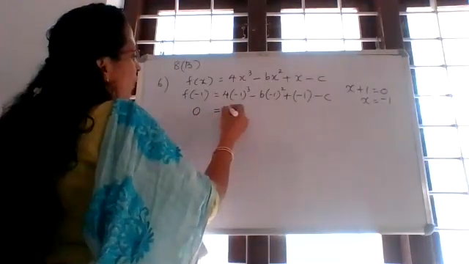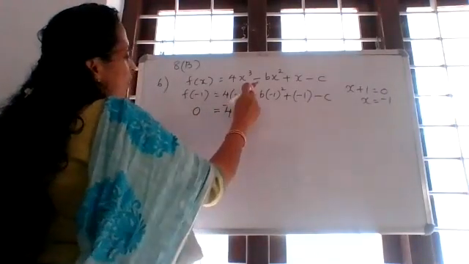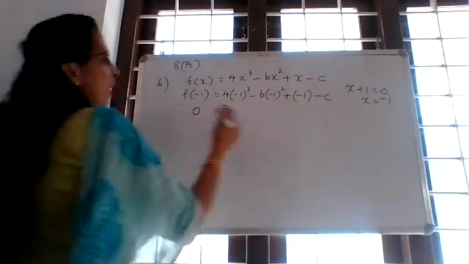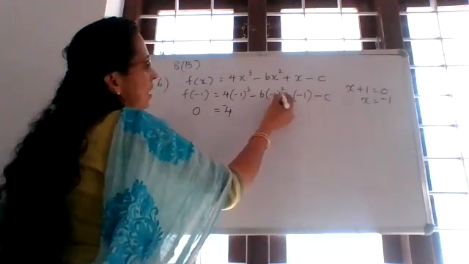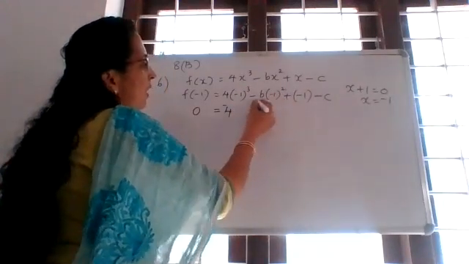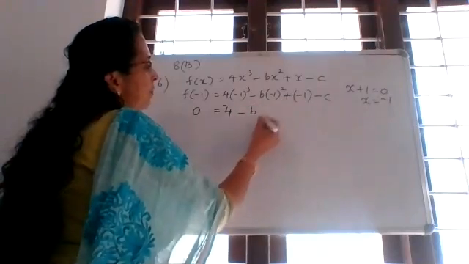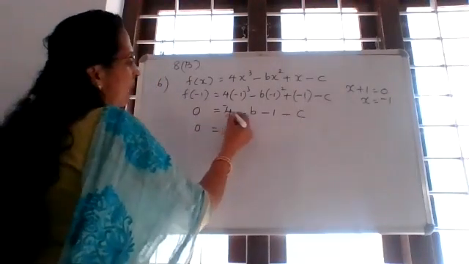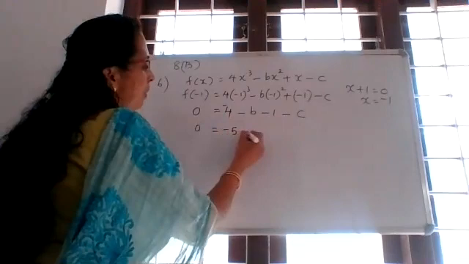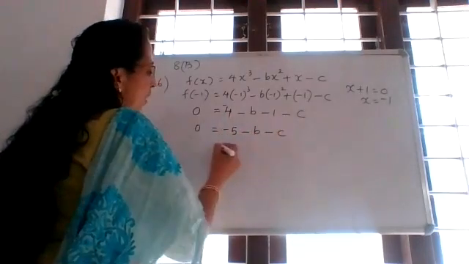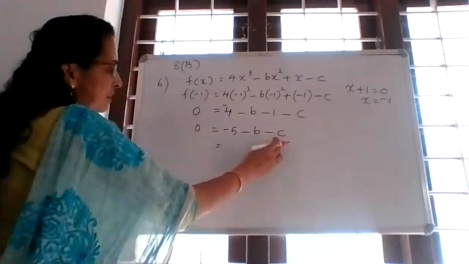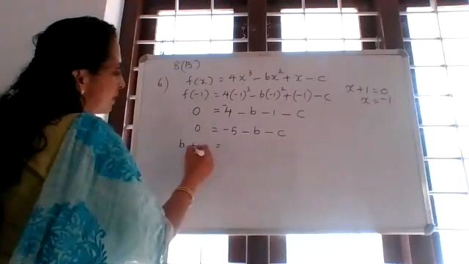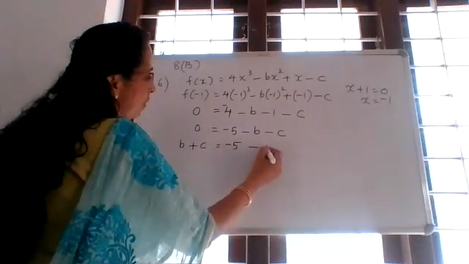0 is equal to 4 into −1³. Even number or odd number? 3, odd number, so it will be negative. Then (−1)² will be positive, positive 1 into −b will be −b, then −1 minus c. So 0 = −4 − 1 = −5 − b − c. We need b + c, so take this to the left side: b + c = −5. Let it be equation number 1.